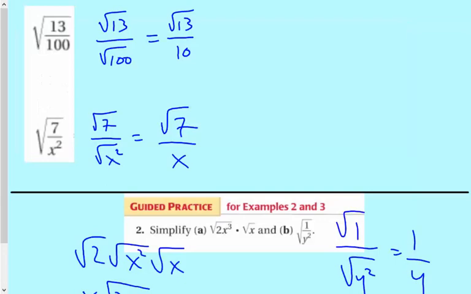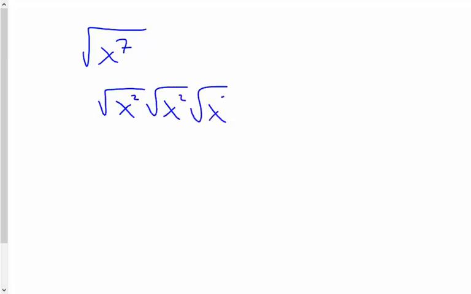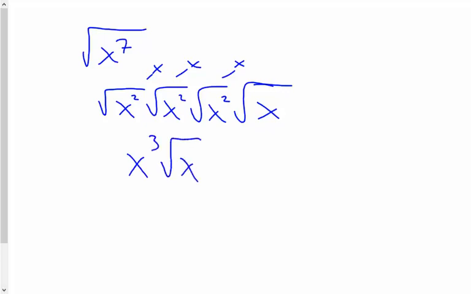Before I get to this, I want to do one more question. I want to show you what happens if it's a higher power. We only saw 3. If it's a higher power, we're just going to break it up into pairs. So this would be x, this would be x, this would be x. That one doesn't simplify, so this would be x cubed root x. All right, so you're going to see things like that. And that is day 1.